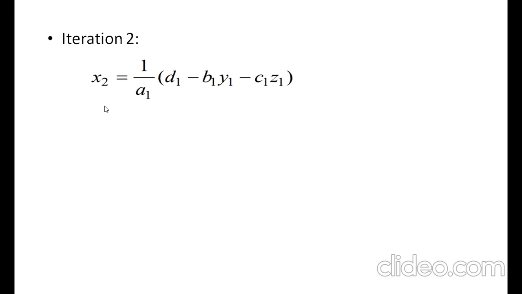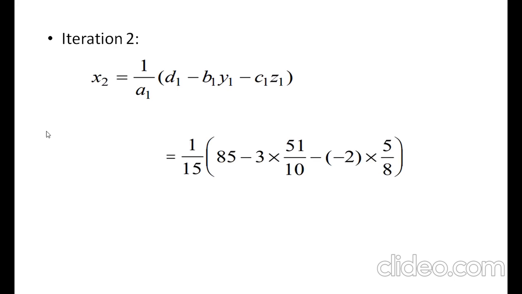For iteration 2, x2 will be 1 upon a1 in bracket d1 minus b1 y1 minus c1 z1. Put the respective values of the previous iteration here. We can get 1 upon 15 in bracket 85 minus 3 into 51 upon 10 minus 2 into 5 by 8. Here we have taken the respective values of y1 and z1 from the previous equation. So x2 will become 4.73.